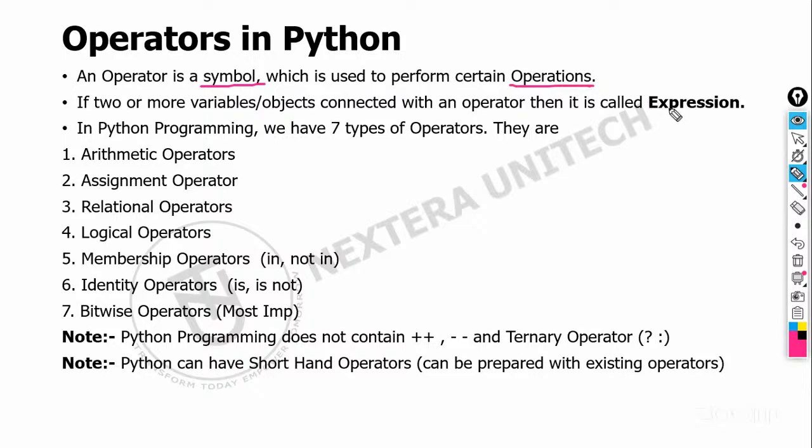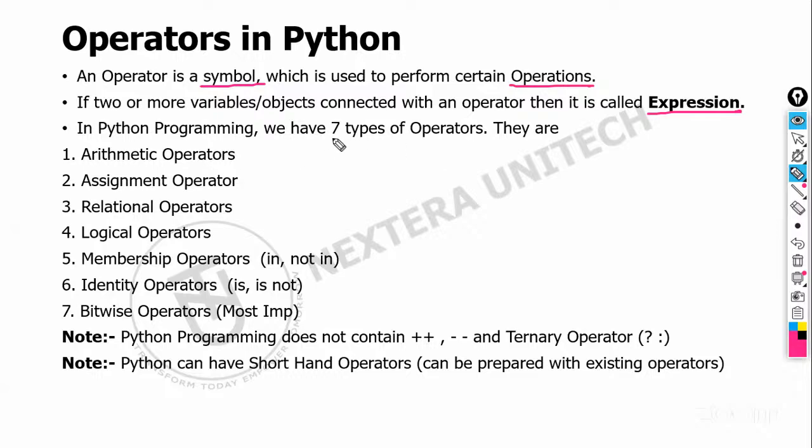Then, what is an expression? What do you mean by expression in Python? Operators is what we have discussed. Yes, good. These operators are nothing but symbols and they help us to perform certain operations. And when we have two or more variables or objects connected using these operators, then we call it an expression, right?